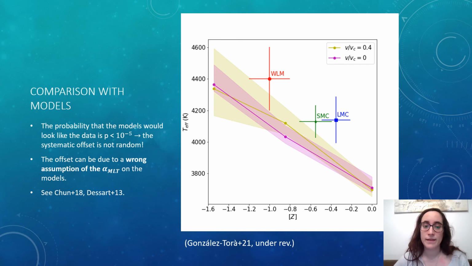So what we think is that this offset is due to a wrong assumption of the mixing length parameter in the models, because these models are assuming a solar mixing length parameter. But for massive stars, there have also been more studies, for instance, see Chun 2018 or Dessart 2013, that show that assuming a solar mixing length parameter for these massive stars is not accurate. And with this work, we can also give this evidence and compare it with observations.